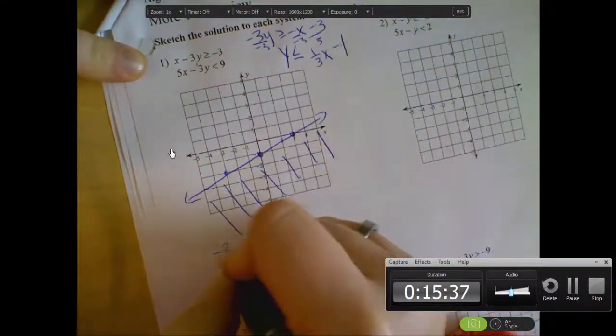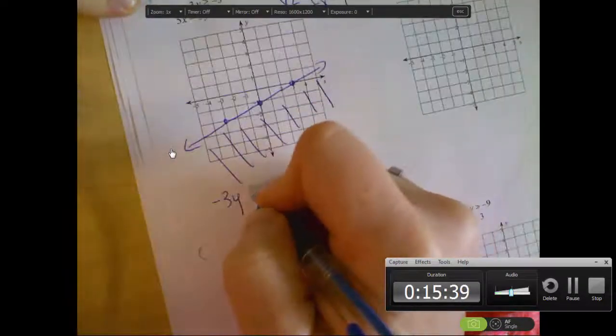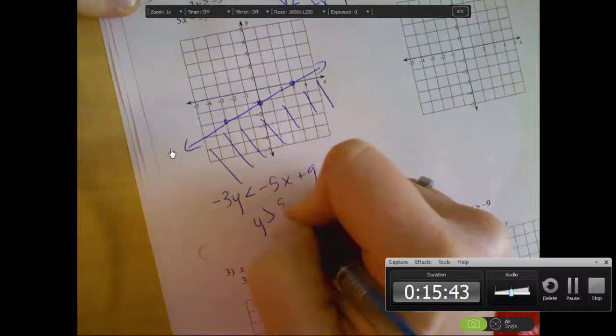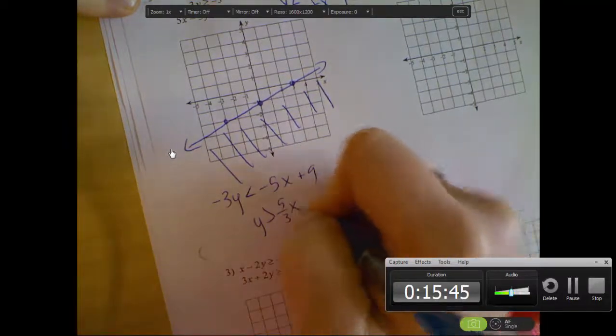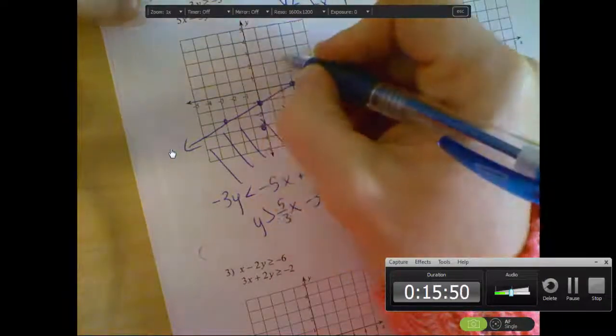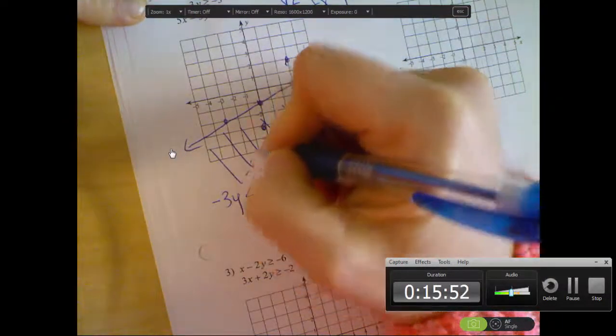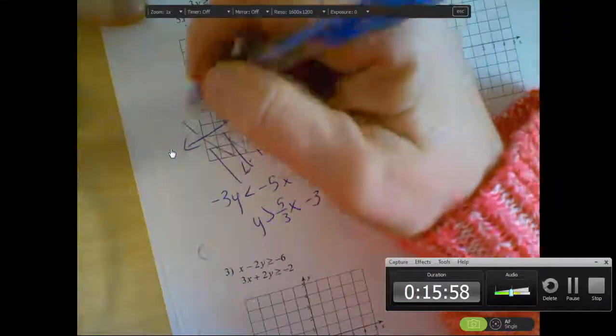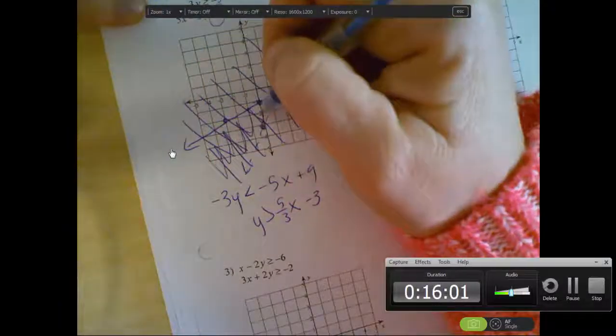Here, I subtract 5x from both sides. Divide by negative 3, flip the sign. Negative divided by negative is a positive. Positive divided by negative is a negative. Start at negative 3, go up 5 over 3. This time we're looking at a dotted line because it doesn't have a line underneath the symbol. And 0 is less than 9 is true. So I'm going to go towards (0, 0). So this is my solution set in here.